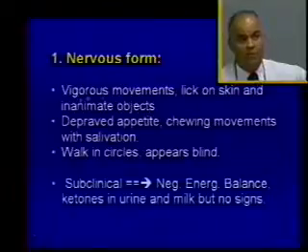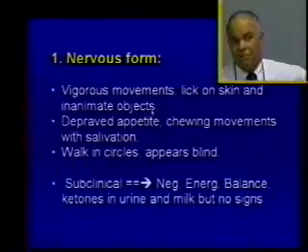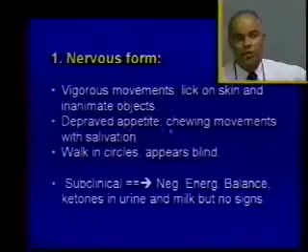So with the nervous form, which is the most severe form, we have vigorous movements. Some of these animals tend to lick the skin or inanimate objects such as the pipes. There's a depraved appetite, and chewing movements with tremendous salivation. The animal may walk in circles and may even appear to be blind, disoriented, stargazing, as sometimes they call it.